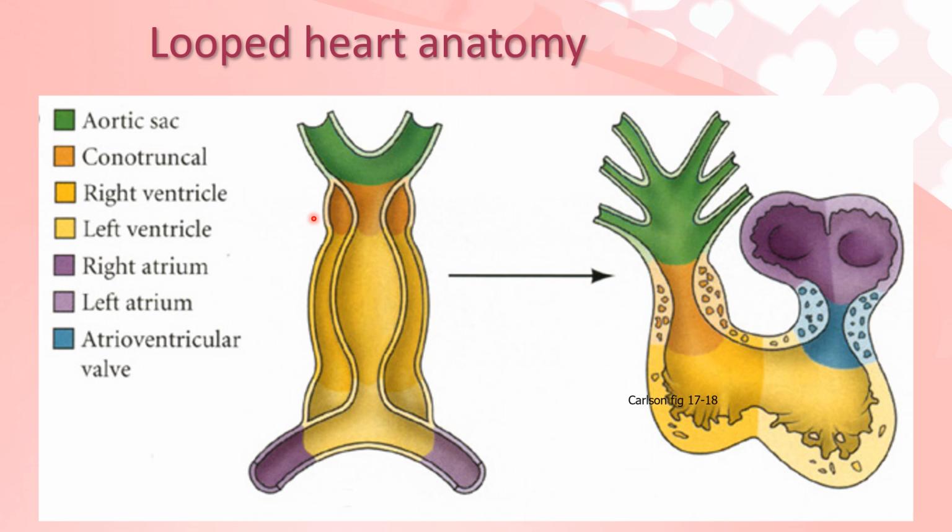This diagram shows the looped heart anatomy and the different parts which are formed from the different parts of the heart tube. This is the area which is developing into the aortic sac. This is the area forming the conotruncal region, the left atrium and the right atrium. In this diagram you can see the aortic sac, the conotruncal region, the left atrium and the right atrium which are forming. Also you can see the right atrium, the left atrium part forming, and the atrioventricular canal.